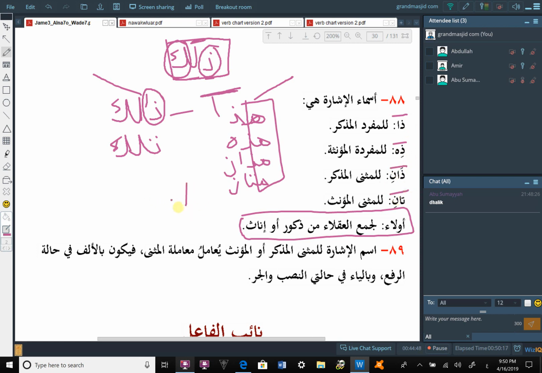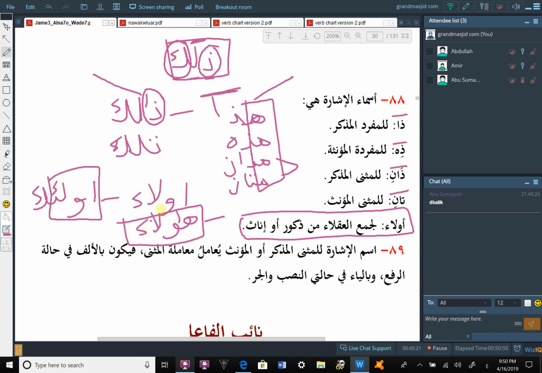Now if we look at this ula'i, then we have ha'ula'i. We write it ha'ula'i, meaning these. It's the plural of hada and hadihi. This is your dual, and this is your plural. But ula'i also becomes ula'ika. It's the same block. We just put a ha in front of it for these, and ula'ika meaning for those. We just add this kaf for who you're talking to, but the actual pronoun is ula'i.